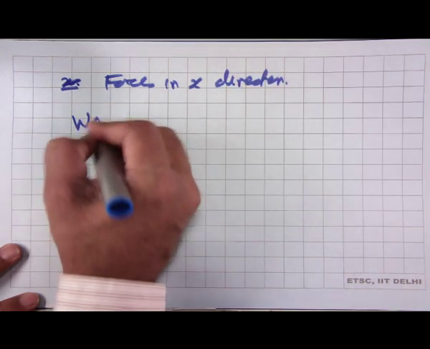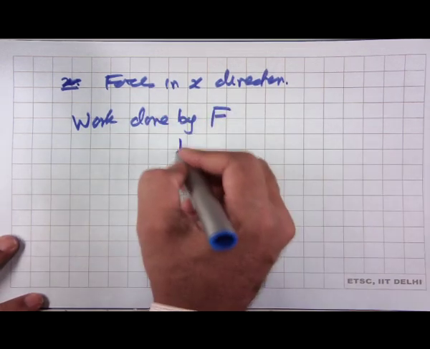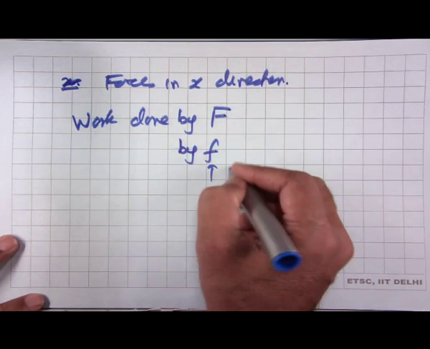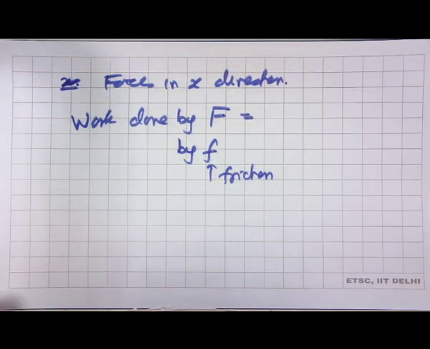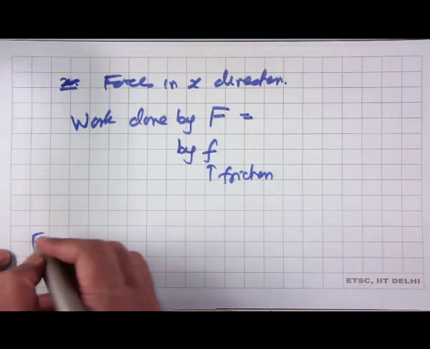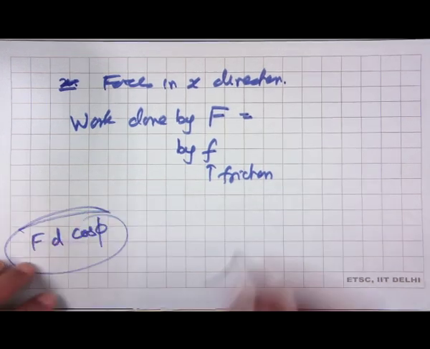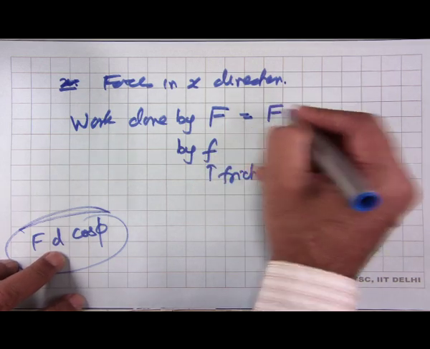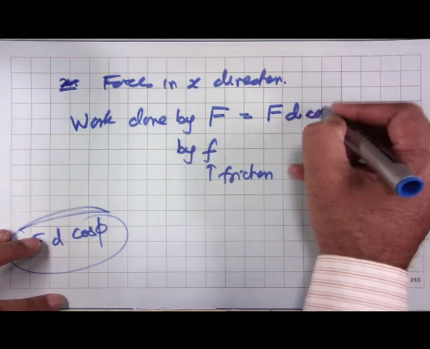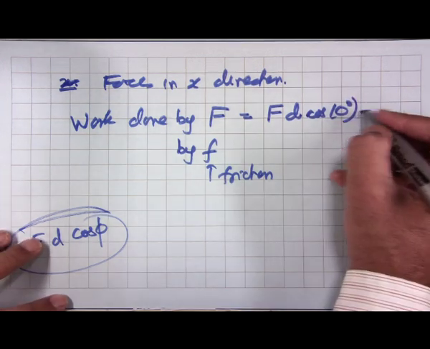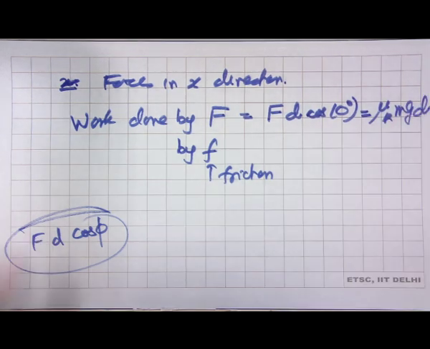So, work done by F, the external force, and work done by friction. Again we use the formula: work done is F times d times cosine phi. So work done by F is equal to F times d, and since this is in the direction of displacement, we have cosine of 0 degrees. So this will be F times d, which is mu k mg times d.